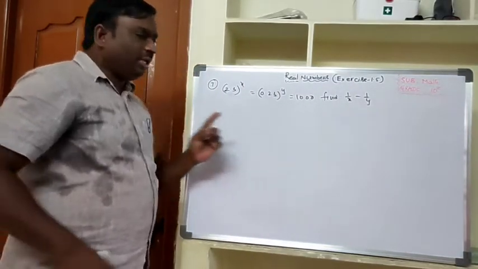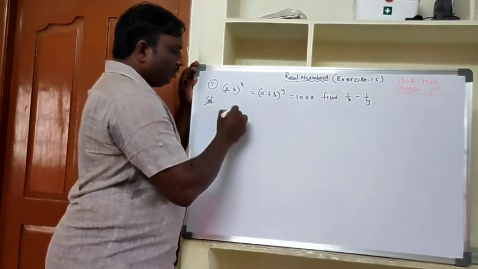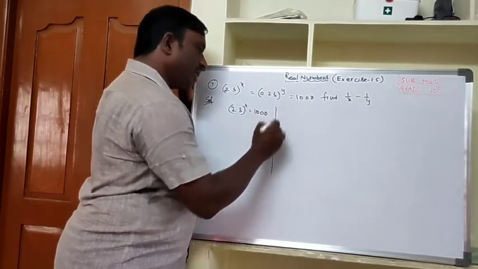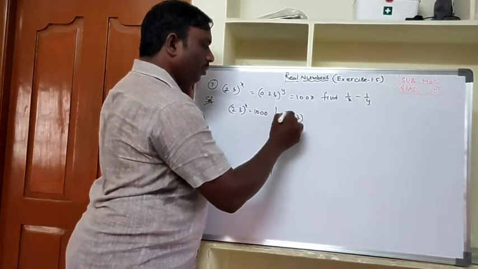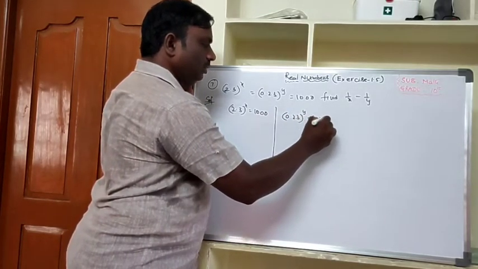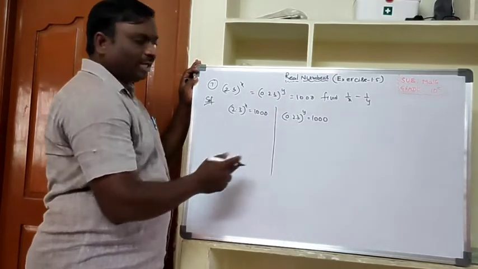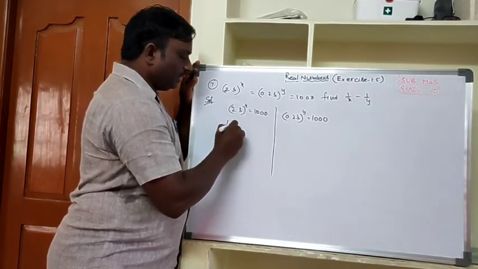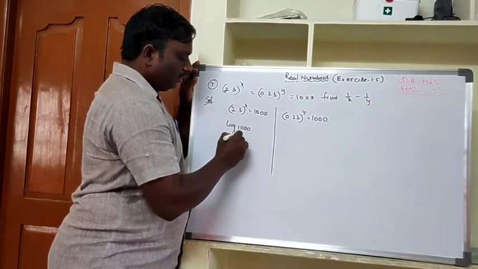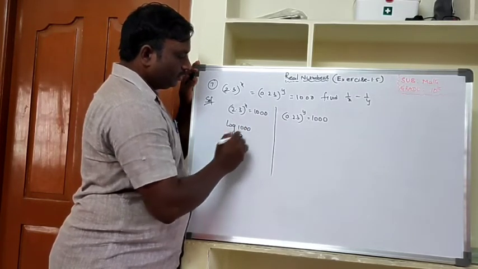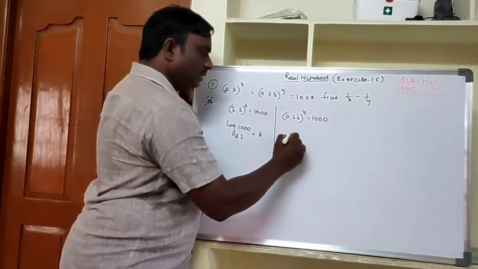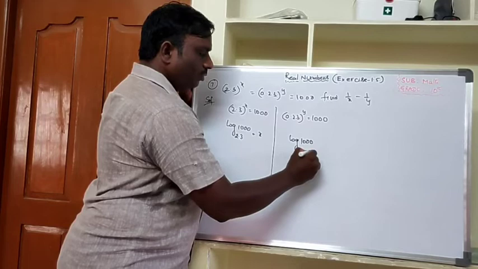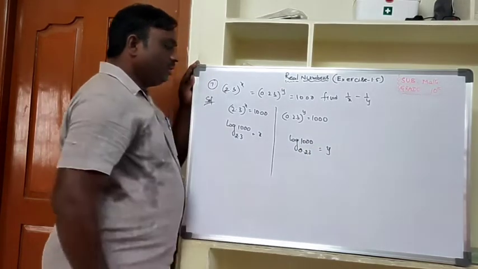So these three values are equal, which means I can write 2.3 whole power x equal to 1000 and 0.23 whole power y equal to 1000. This is exponential form. Change into logarithmic form. What is the logarithmic form here? A power x equal to n means log n to the base a equal to x. Here also, log 1000 to the base 0.23 equal to y.